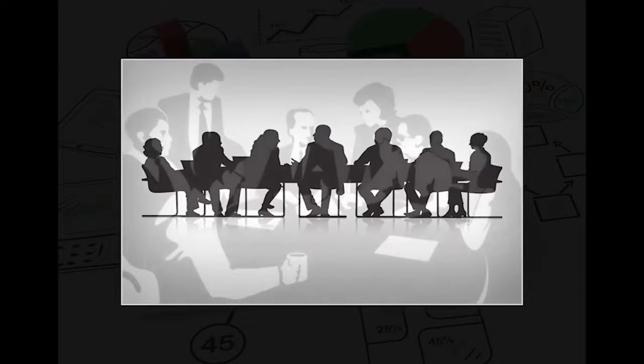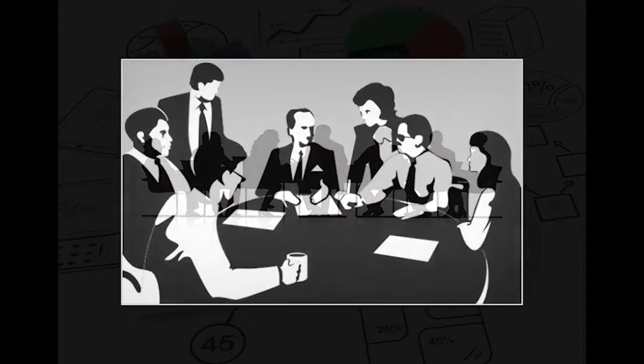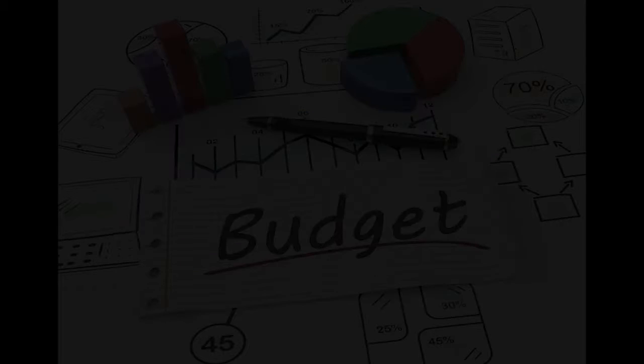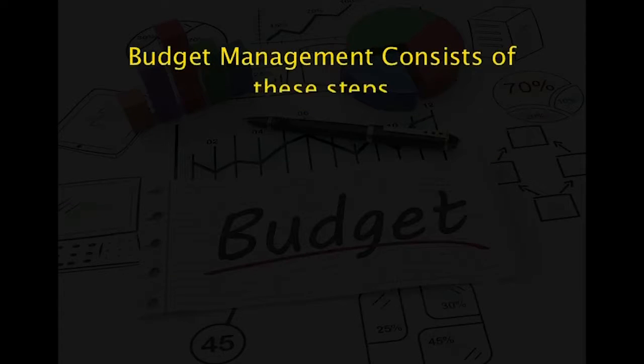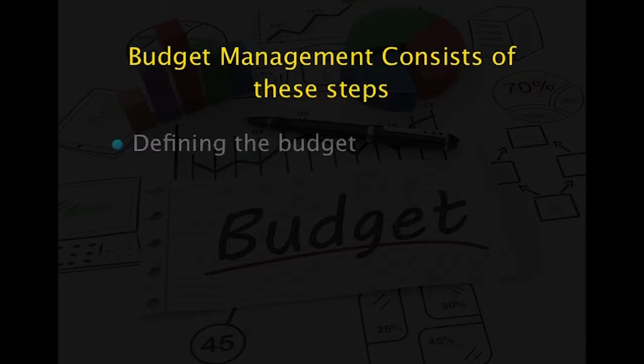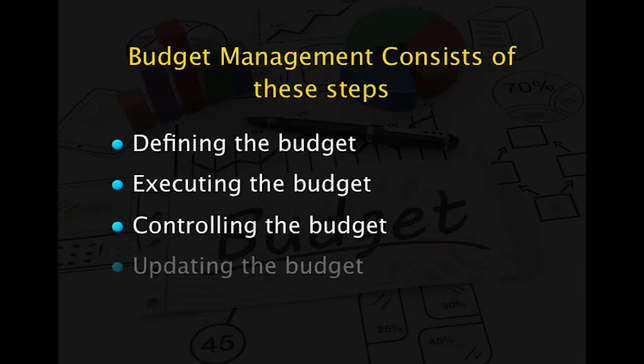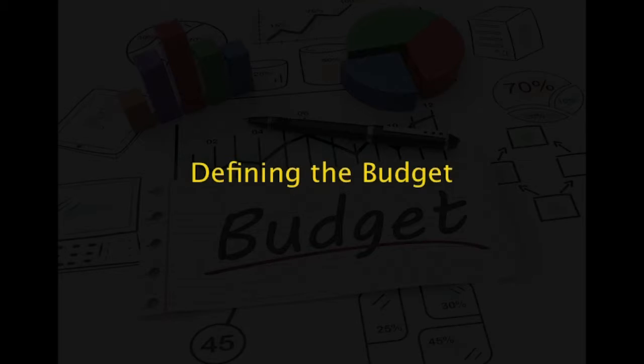A budget department or budget committee may assist line managers in budget preparation and review. Budget management is done in 4 steps: defining the budget, executing the budget, controlling the budget, and updating the budget. Defining the budget. Defining the budget is done in 6 steps.